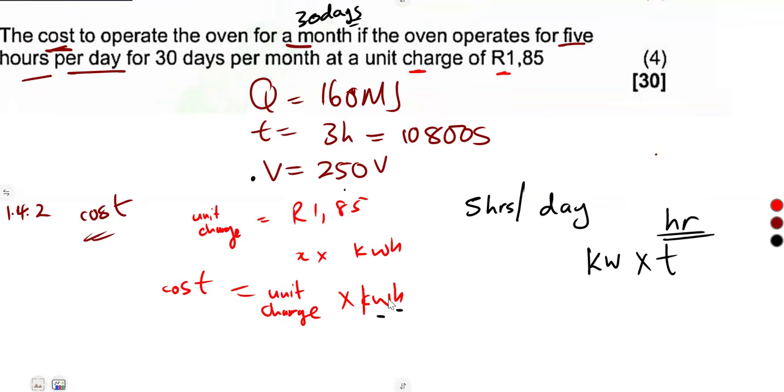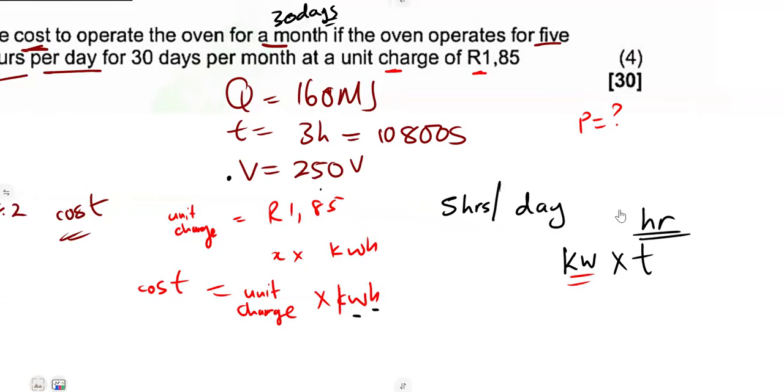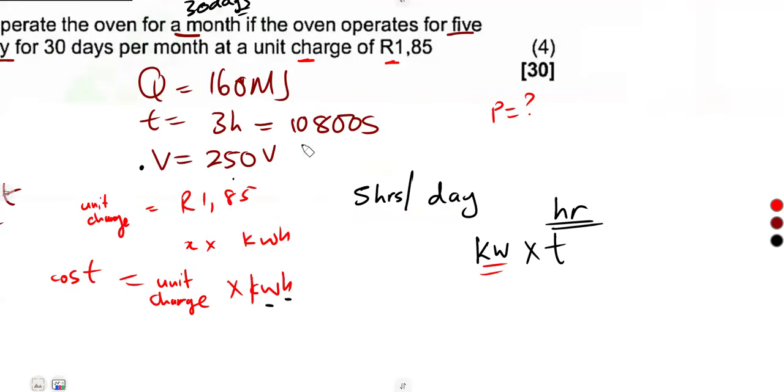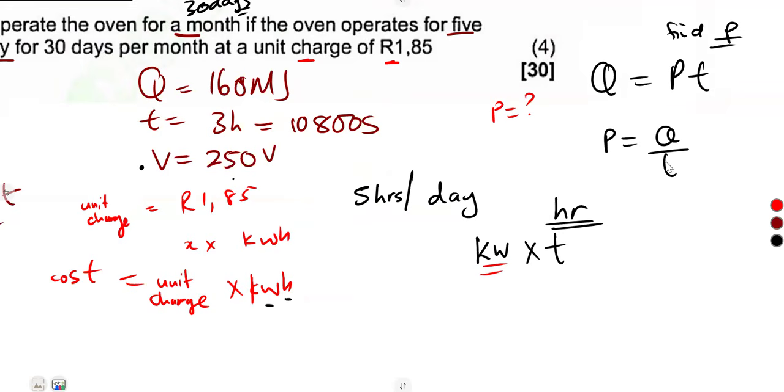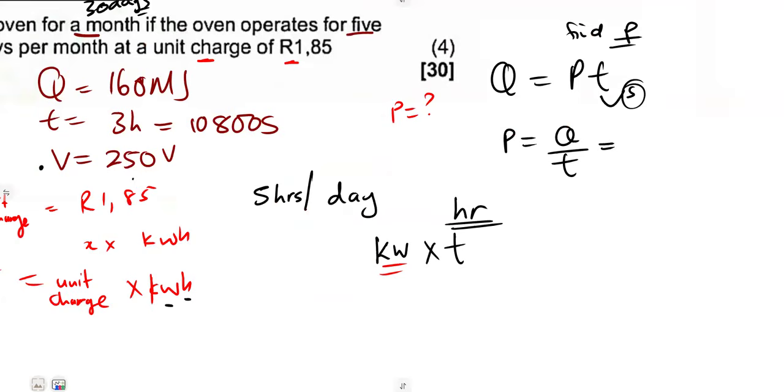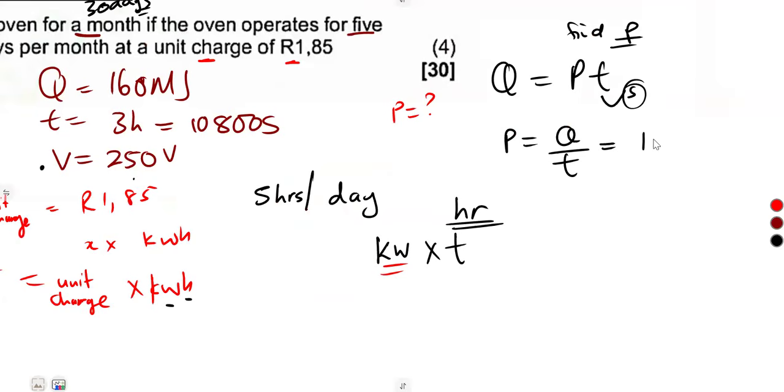So do we have the power that is measured in kilowatt? We do not have the power. So find the power first, from that formula that we had before of our energy. Q is equal to PT. So find P first, the power. Power is energy over time. From this formula, take note that time is in seconds. So when you substitute, you must substitute the time in seconds.